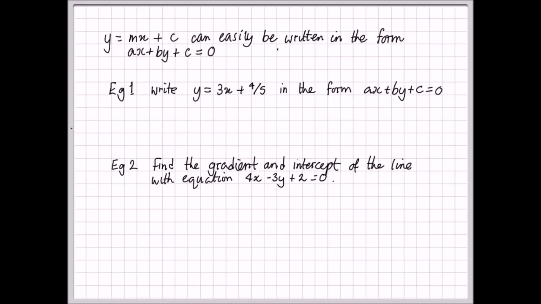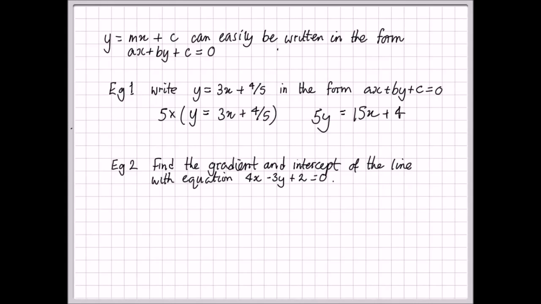Alright, let's have a look at how we can use the other form of the equation, ax plus by plus c is equal to 0. In the first example, we're going to convert an equation that's given in the form y equals mx plus c to the form ax plus by plus c is equal to 0. So we have y is equal to 3x plus 4/5. Well, what would make life a little bit easier to start with would be to multiply this whole equation by 5. So we'll get 5y is equal to 15x plus 4.